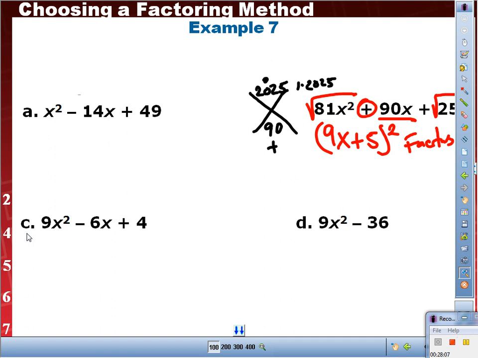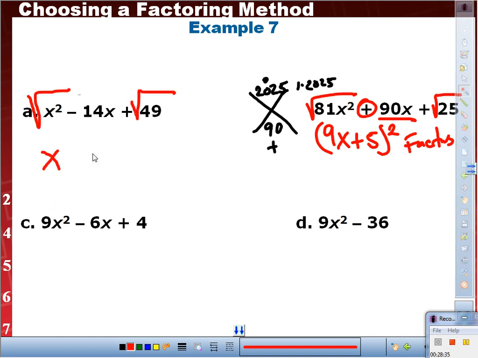No, A, not C. A. Who's done with A? Who used Power Rangers? Who used square roots? Square roots also works. Let's see. Square root of the first, x. Square root of the last, 7. What is x times 7? 7x. Double that, 14, minus, squared. These are my factors.